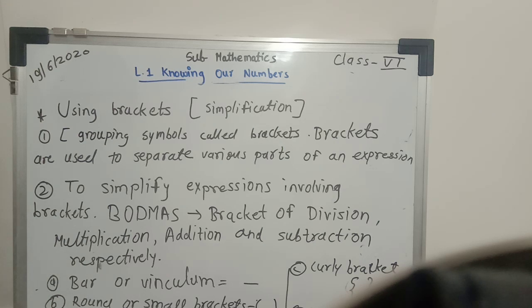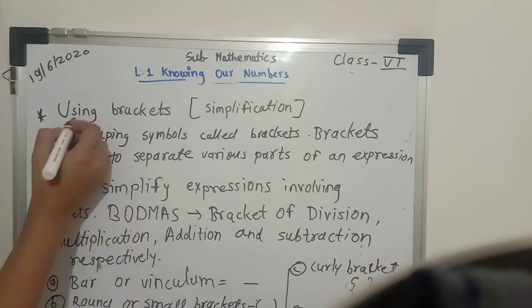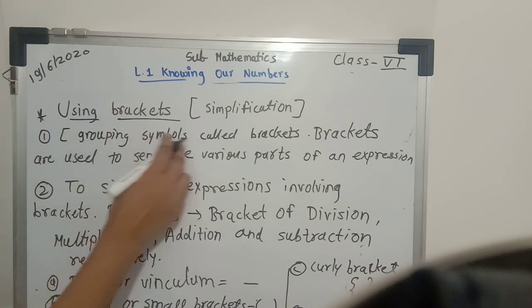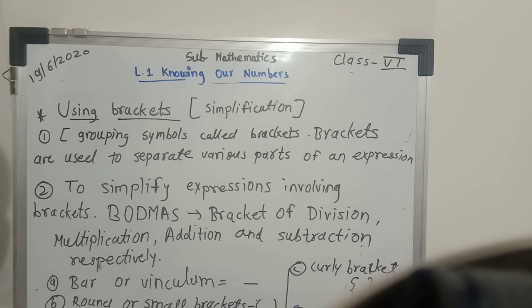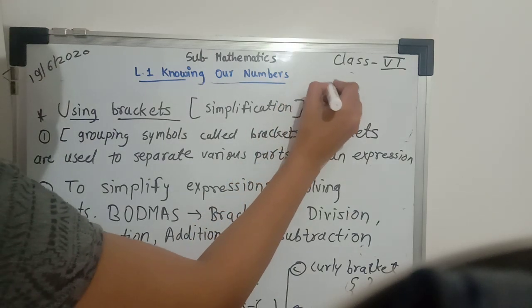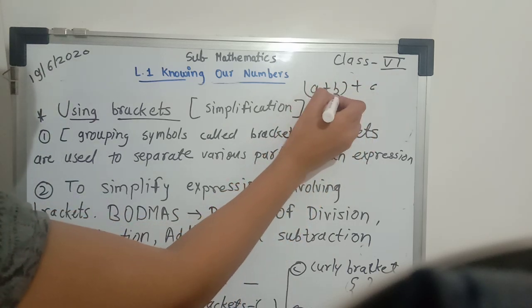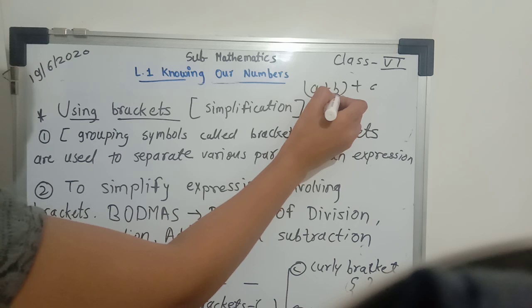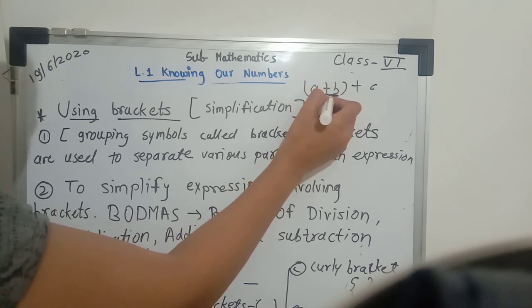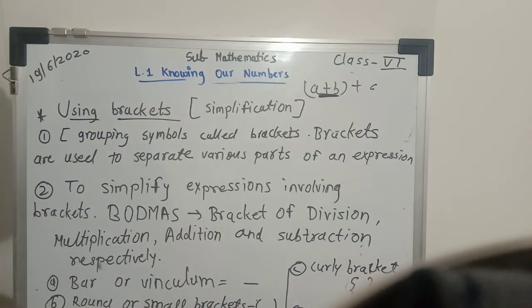So using brackets, when we have to simplify an expression, at that time we use the bracket. So grouping symbols are called brackets, and brackets are used to separate the various parts of an expression. For example, if I want to take a simple expression a plus b plus c, so here I'm separating a group of these two numbers by this bracket. Okay, so here we are using the bracket for separating the different parts of an expression.